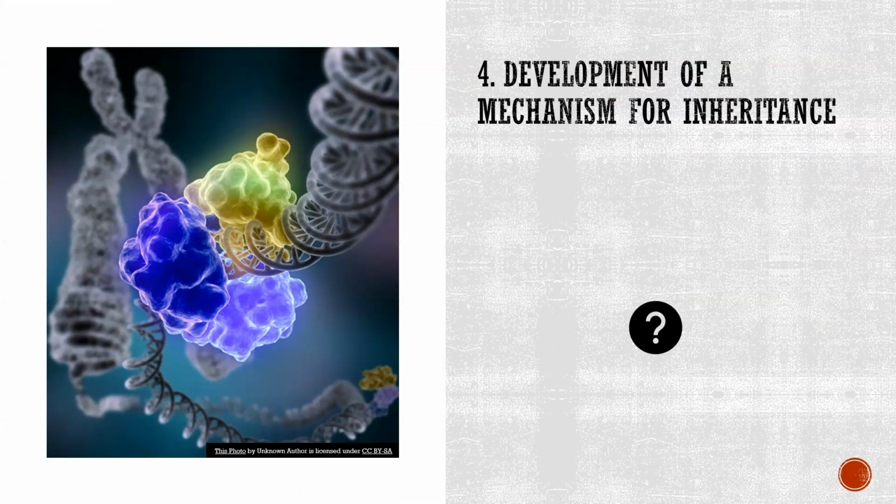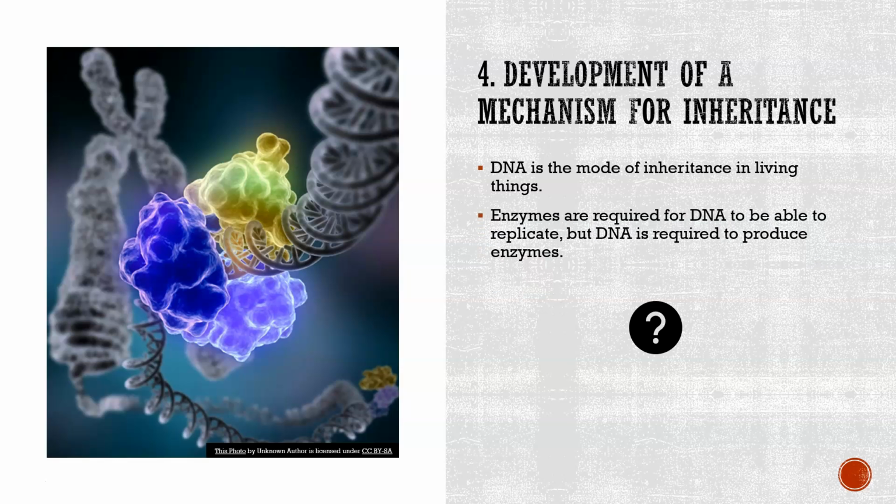And then our fourth step, the development of a mechanism for inheritance. DNA is the mode of inheritance in living things, we know that, and enzymes are required for DNA to be able to replicate, so that we will look further into DNA replication, but we already know that enzymes are required to do this, but DNA is required to produce those enzymes. So which came first, the DNA or the enzymes? It's a whole chicken and the egg question.